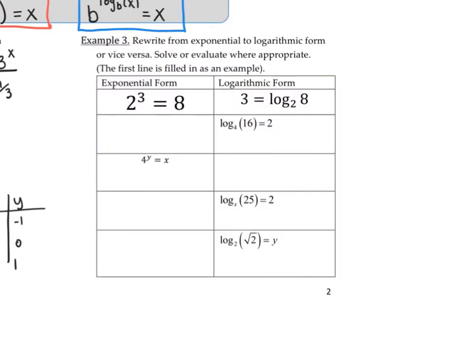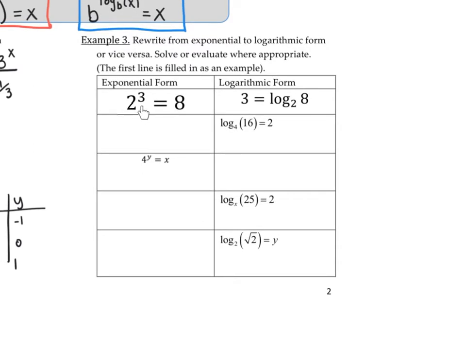So let's go ahead and take a look at the first line, which is filled in as an example. On the first line, we are given the exponential form 2 cubed equals 8, which hopefully we can all agree is a true statement. The logarithmic form of that would be 3 equals log base 2 of 8. So let's try to see how all of that fits together.